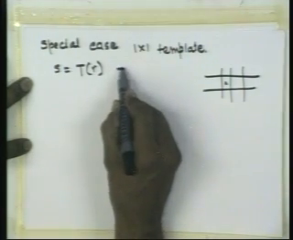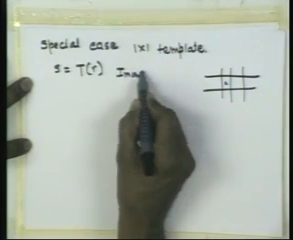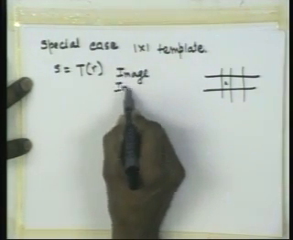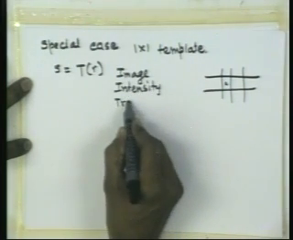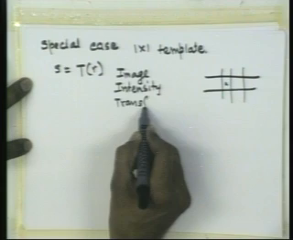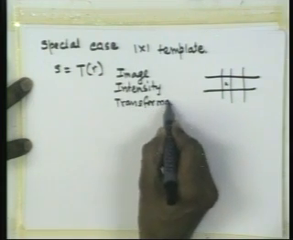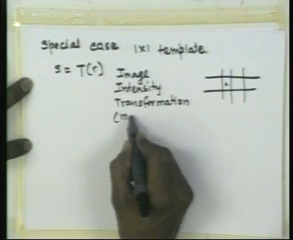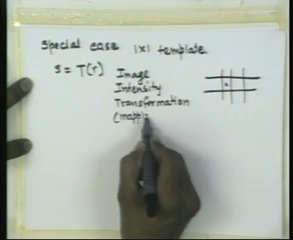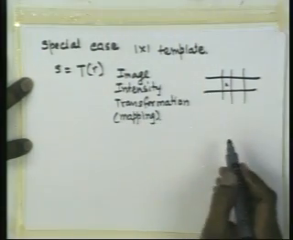Okay, so this is called image intensity transformation. Transformation or mapping. Okay, this is a special case.